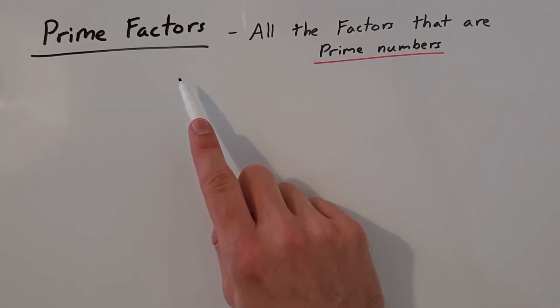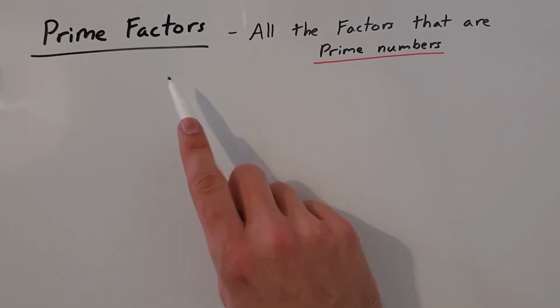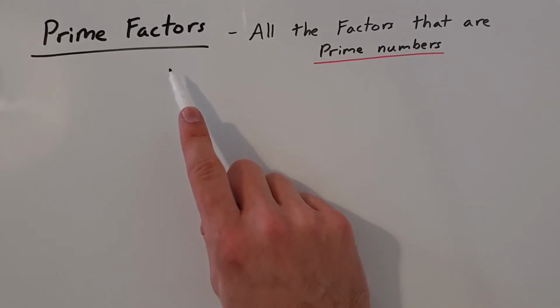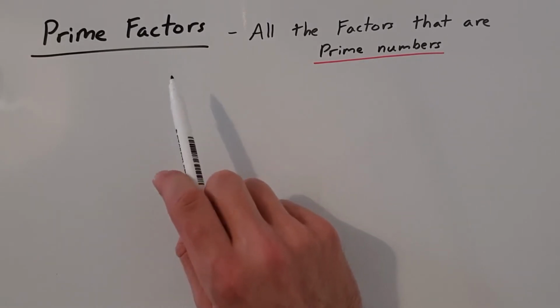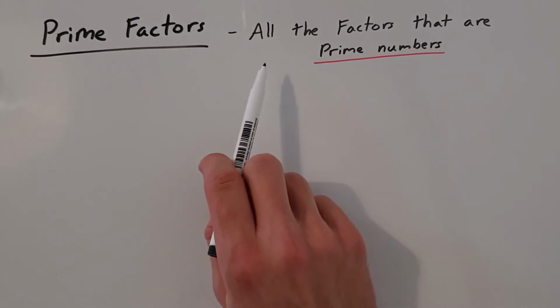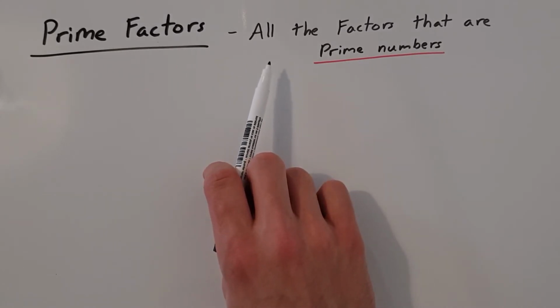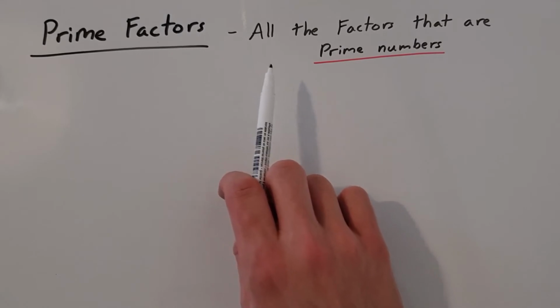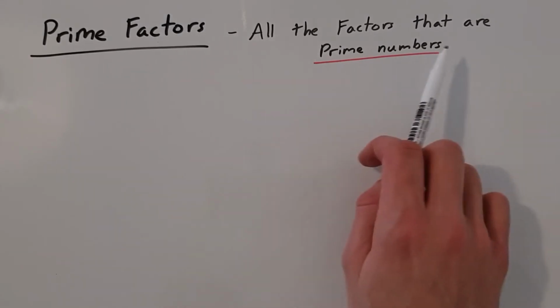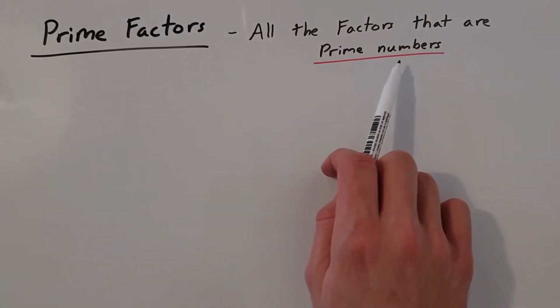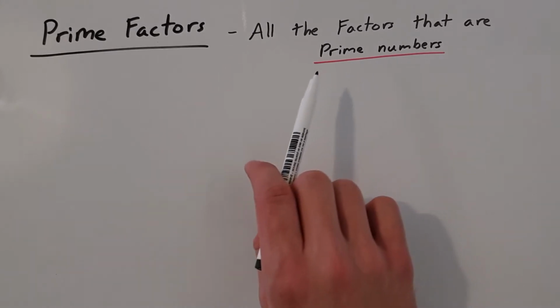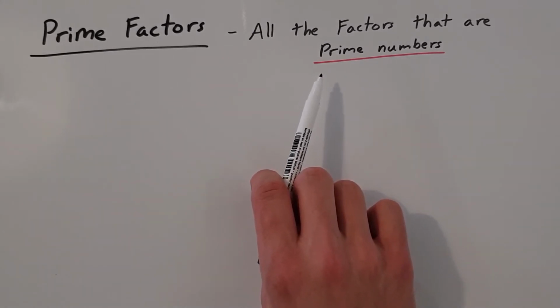Okay, so finally in this video then, we're now going to be looking at prime factors. So what is a prime factor? Just like in the last part of the video, where we looked at all the factors for a number, now we're just interested in the prime factors. So this is all the factors that are prime numbers. And remember, a prime number is one where its only factors are 1 and itself.